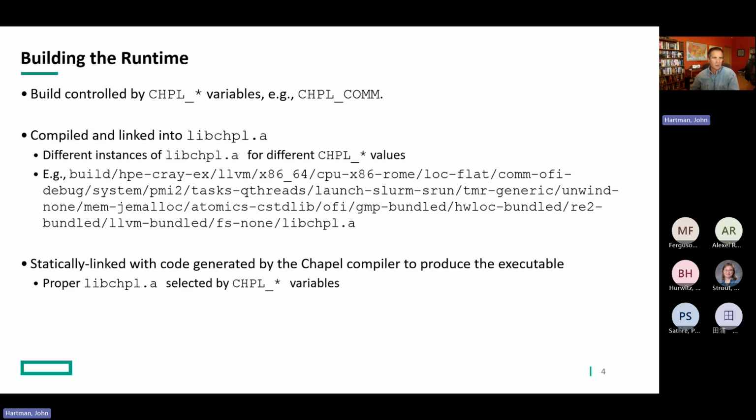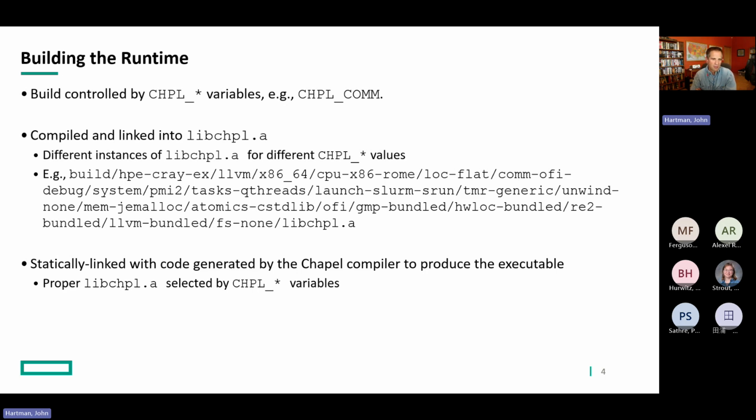In terms of how the runtime is constructed, if you go look at the Chapel source code, it's basically all in the runtime directory. Since we support this huge variety of platforms, we don't compile everything all at once. Instead, there's a bunch of environment variables that start with CHPL_ that control how the runtime is built. So you can pick and choose what you need for your particular platform.